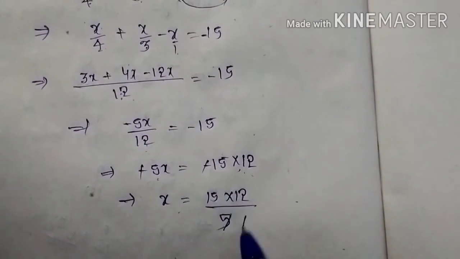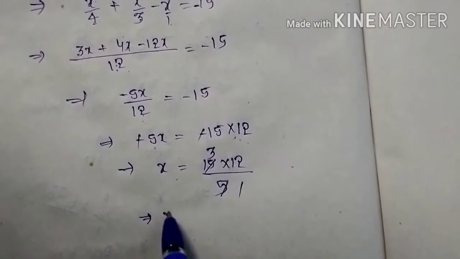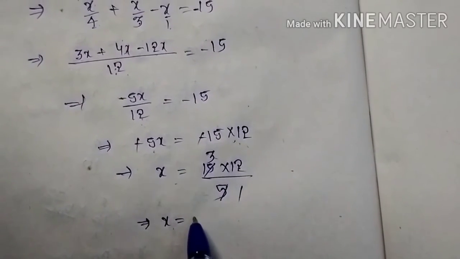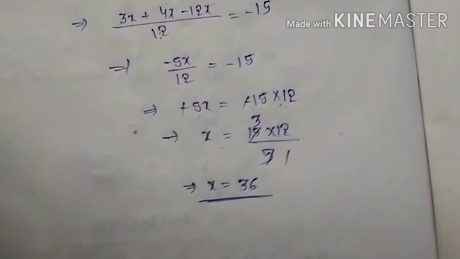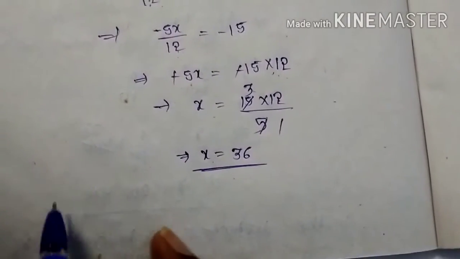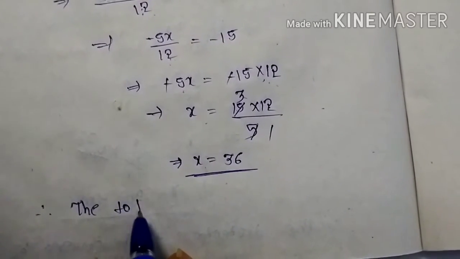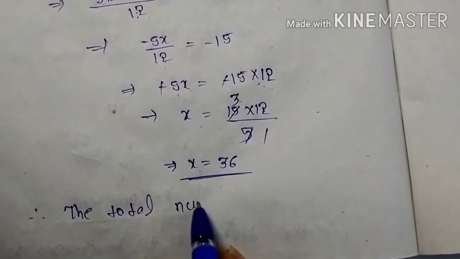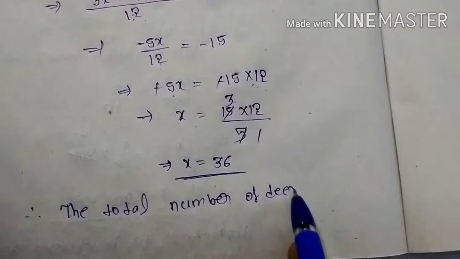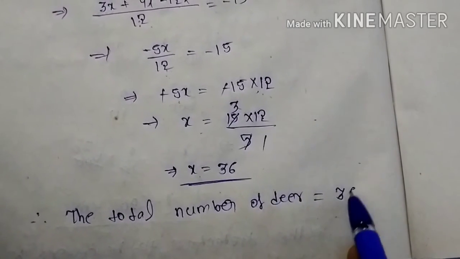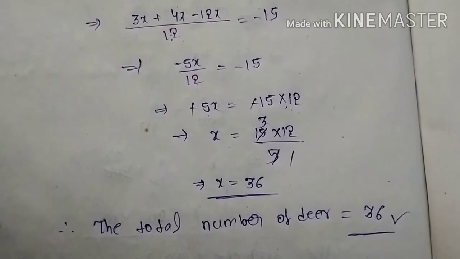5 1s are 5, 5 3s are 15. That means you can write here x is equal to 3 into 12, how much? 36. Yes or no? That means the total number of dates. If they are asking to find the total number of dates, you can write: therefore, the total number of dates is equal to 36. Your 36 is your answer.